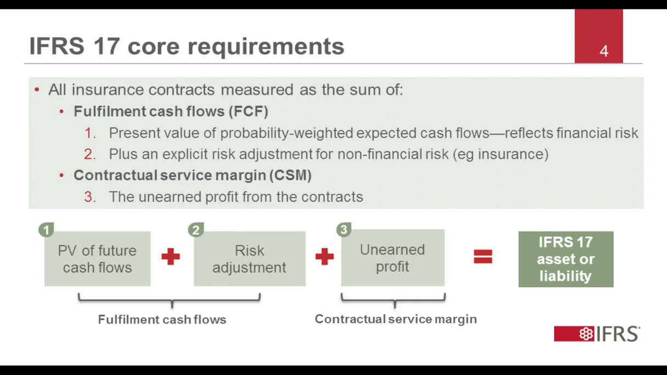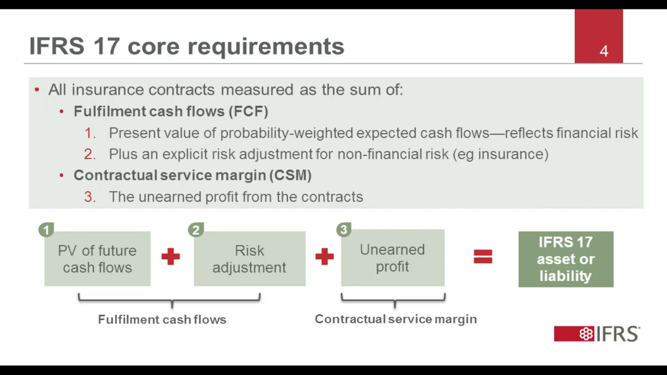Moving to what are the core requirements of IFRS 17. Insurance contracts are measured as the sum of two components, the fulfillment cash flows and the contractual service margin. The first component, the fulfillment cash flows, the net future cash flow estimates, are probability weighted. Fulfillment cash flows also reflect financial risk. The probability weighted cash flows are brought into present value terms.